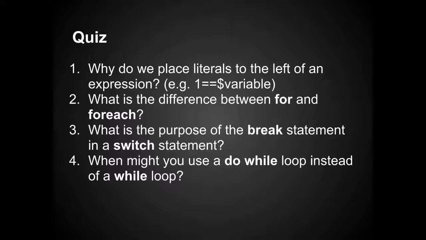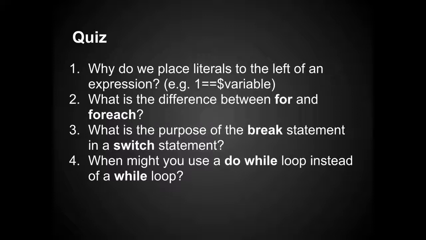Question 2, what is the difference between a for and a for each? A for loop will iterate over a specified set of iterations using an initializer, a condition, and an incrementer. A for each loop is used to iterate over a list or an array. Question number 3, what is the purpose of the break statement in a switch statement? The break statement is used to end execution of a case. If you don't have break statements, your cases will fall through into the next case below them. You use a break so that you can terminate execution of the case when you're done with it.